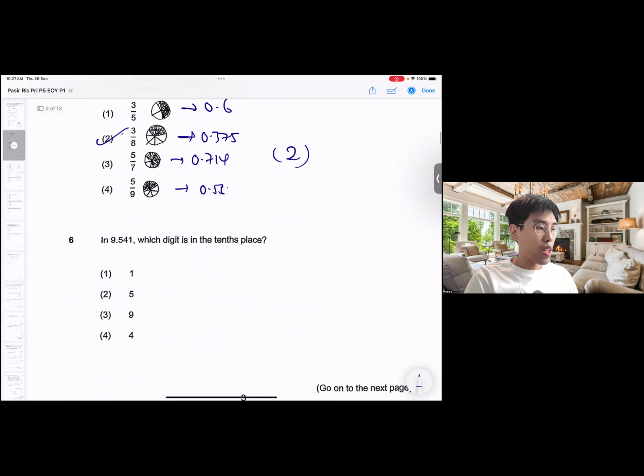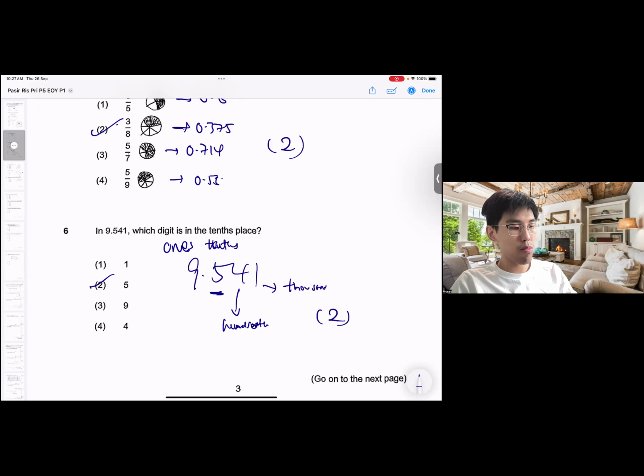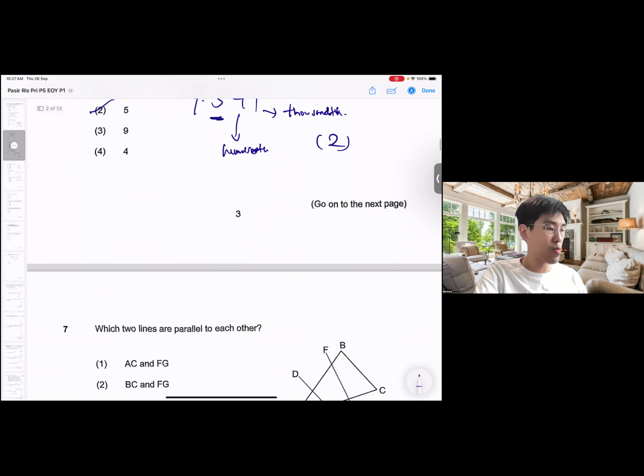Let's move on. 9.541, which digit is in the tens place? The tens place is this one, so it's 5. This is your ones place, this is your tens place, this is your hundreds place, and this is your thousands place. So the answer is option 2, the digit 5. Okay, let's continue.